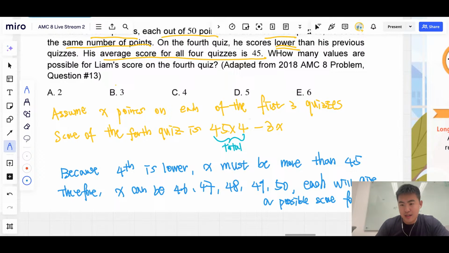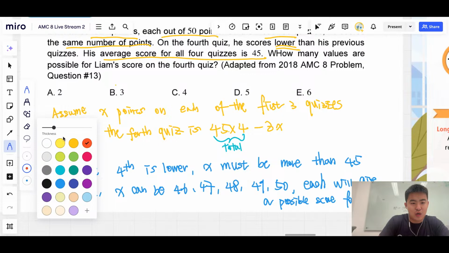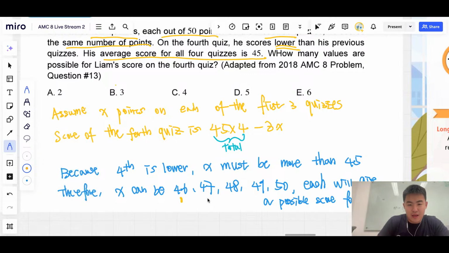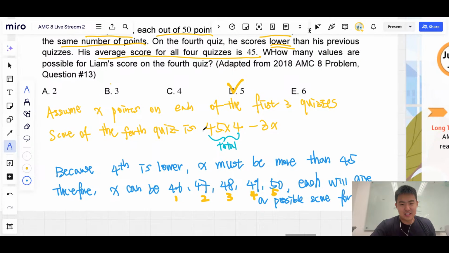So let's count it. How many do we have? What are the possible numbers we have? That's 1, that's 2, that's 3, that's 4, and that's 5. So what answer should be correct? 5. So that's how to solve the first problem of exercise number 2. Okay, good. Now on to the next slide.